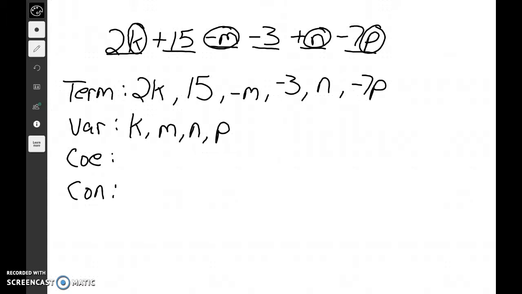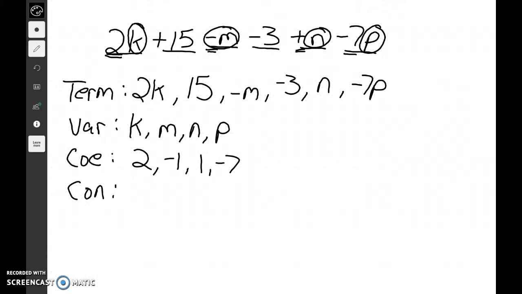Then we have the coefficients. The coefficients are the numbers in front of the variables. So we have the coefficient of 2. We have the coefficient of, don't forget this one, negative 1. And then we have the coefficient of positive 1. That one's kind of hidden. Remember, there's always a 1 in front of the n, or 1 in front of something that's just plain. All right? And then the negative 7 that's in front of p. So those would be our coefficients, 2, negative 1, 1, and negative 7.